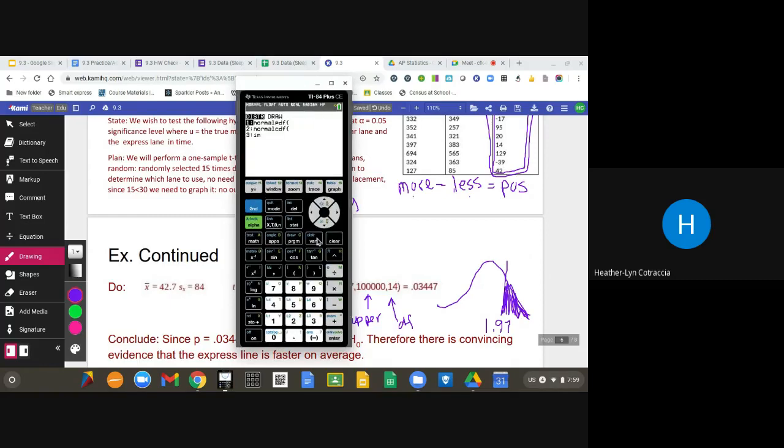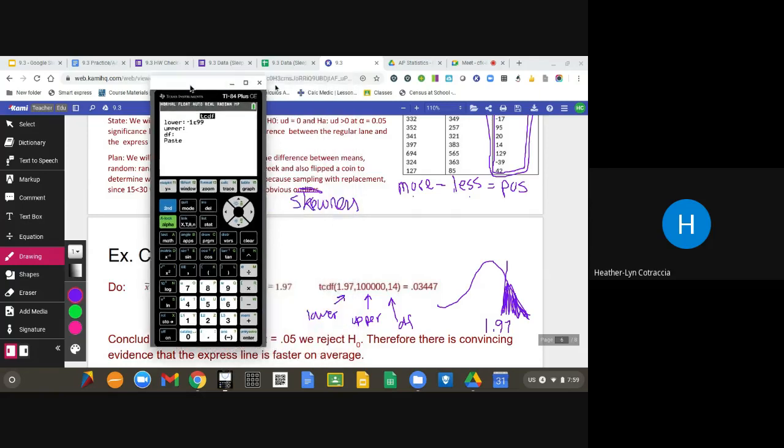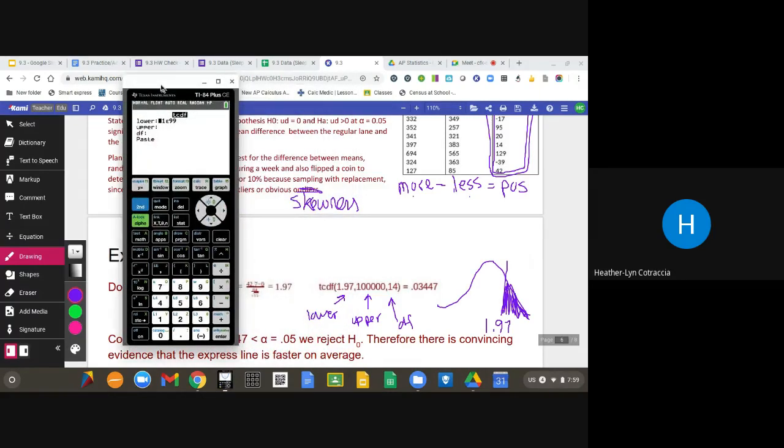Now, there's a good chance that on the computer calculators, I didn't test this out, but I bet, remember, all this stuff is under second bars. It's your distribution. We want tcdf, which is option 6. Oh, it does give me lower and upper. Very good. Because I think it was binomial that didn't. You can type it in exactly as that's there. So 1.97. My upper is 10,000. My degrees of freedom is 14. And there's that number that I have there, the 0.03447. So as a review, that's where that came from.